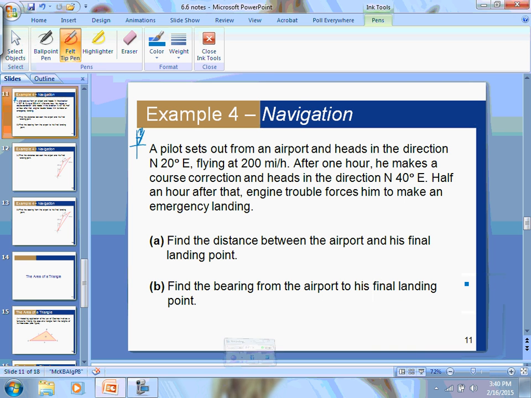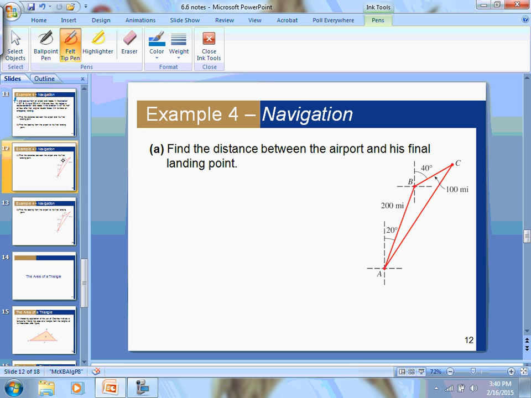Okay. So after an hour, he makes a course correction and heads in the direction north 40 degrees east. So then from here, let's look at the next slide because it has a little bit better picture here. Okay, so he has started off at his point. He's flown north 20 degrees east, so he's flown at that navigation direction. Okay, and he was going 200 miles per hour, and he was doing this for 1 hour, so that's a distance of 200 miles. Okay, then after that hour, he makes a course correction.